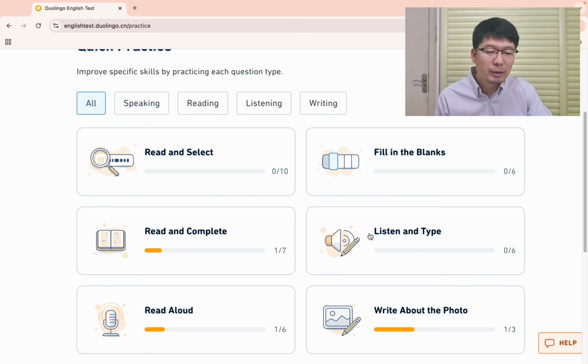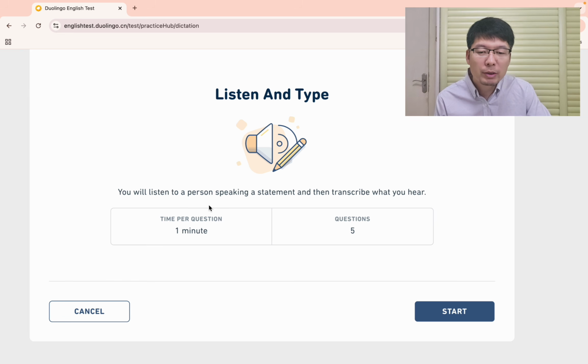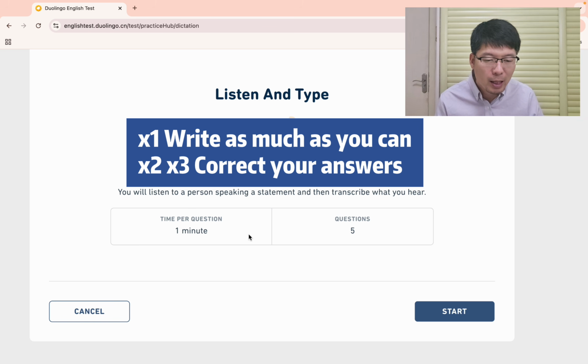The next question type is listen and type. In this section, you will listen to a person speaking a statement and then transcribe what you hear. So we can listen to the sentence 3 times. So my tip for this section is that the first time is very important. You need to write as much as you can when you hear the sentence for the first time. Then for the second time and third time, you can correct your answers. Okay, let's get started.